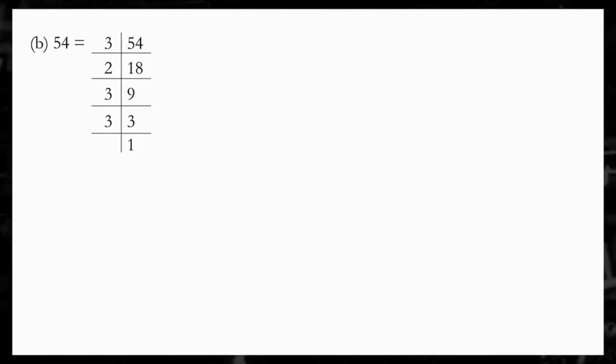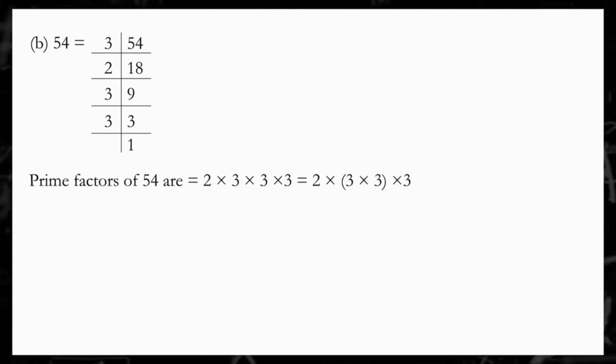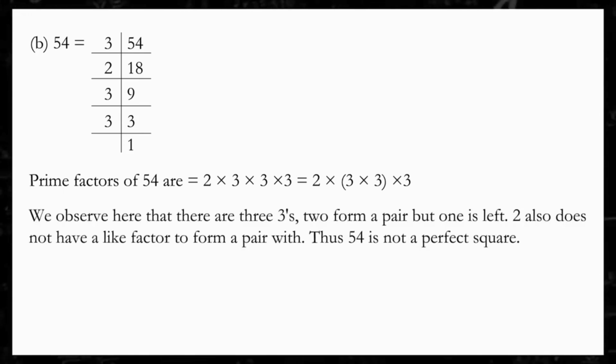B. 54 is equal to, dividing 54 by 3 we get 18. On dividing 18 by 2 we get 9. On dividing 9 by 3 we get 3. On dividing 3 by 3 we get 1. Prime factors of 54 are equal to 2 into 3 into 3 into 3, which is equal to 2 into, in the brackets, 3 multiplied by 3, into 3. We observe here that there are three 3's. Two form a pair, but one is left. 2 also does not have a like factor to form a pair with. Thus, 54 is not a perfect square.